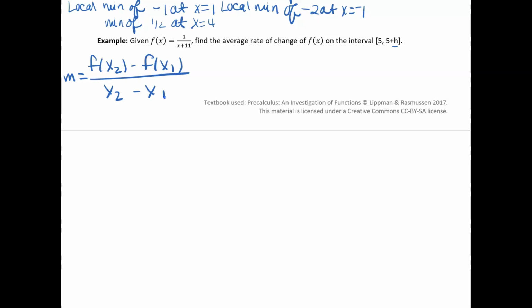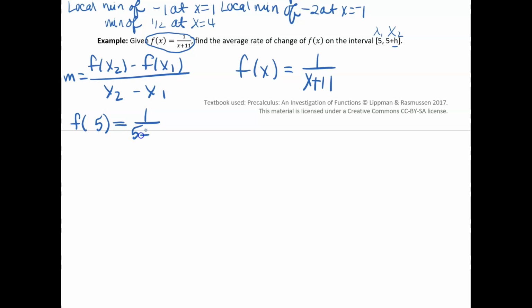So the first thing I need to do is grab all those values. So remember, this is an interval notation, so this is going to be your x1, and this is going to be your x2. So I'm going to say f of 5 is equal to, and we're plugging into this function here. I'll write it larger for you. F of x is equal to 1 over x plus 11. So I'm going to plug 5 into that. So that's going to be 1 over 5 plus 11, which is 1 over 16. So that's going to be my f of x1. Then if you like that as an ordered pair, we can say 5 comma 1 over 16.